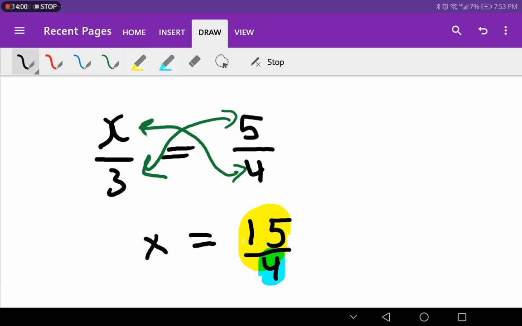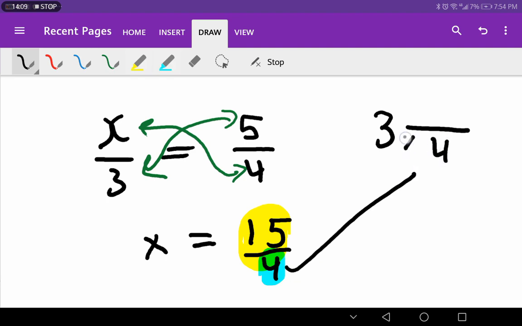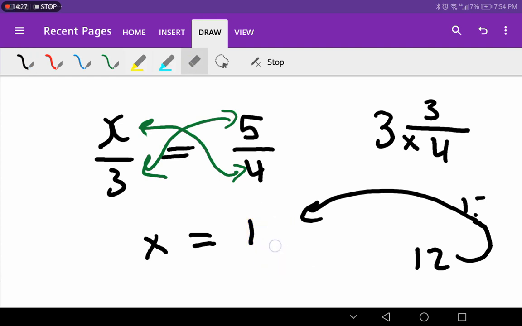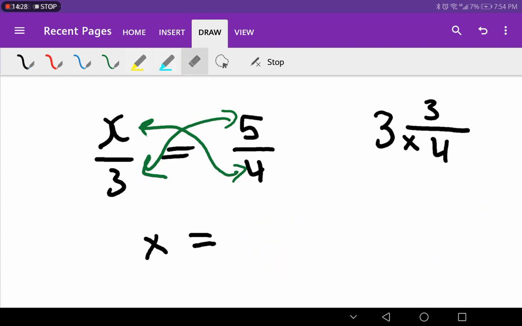So how many 4 in 15? There are 3. We draw 3 and write this 4 here and do the multiplication. 4 by 3 equals 12. How many steps to be 15? It needs 3 steps, so it is 3 and 3 over 4. So instead of this I will write 3 and 3 over 4.